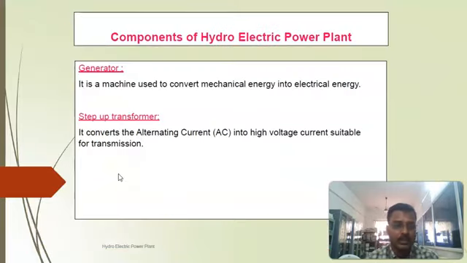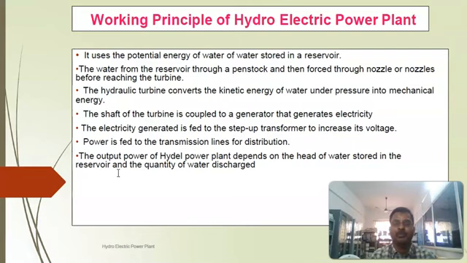Other components include the generator. Working principle: the potential energy of the water is stored in the reservoir. As we saw in the diagram, where the water is stagnant, it has potential energy. The water from the reservoir flows through a penstock and then through the nozzles, reaching the turbine. The hydraulic turbine converts the kinetic energy of the water into mechanical energy, where the blades of the turbine rotate. The shaft of the turbine is coupled to the generator, which generates electricity.